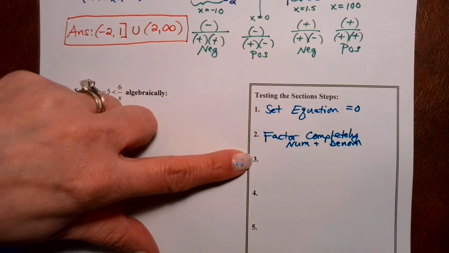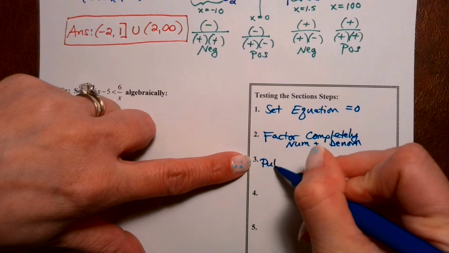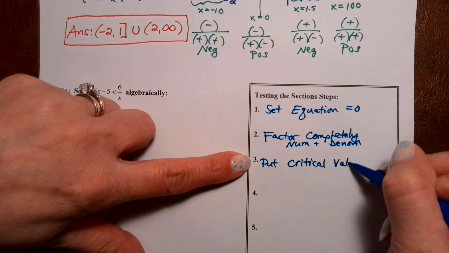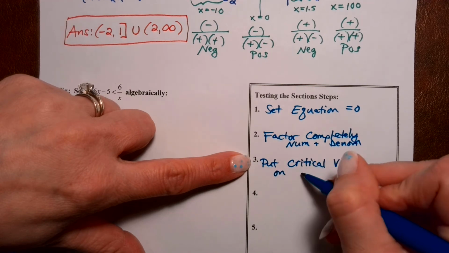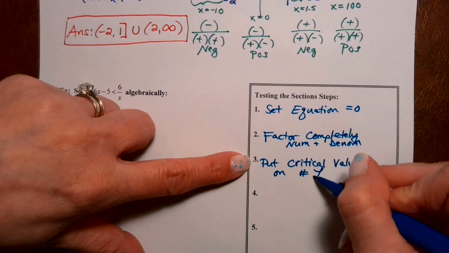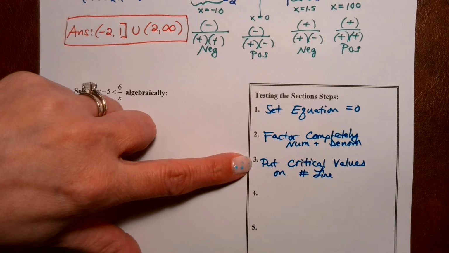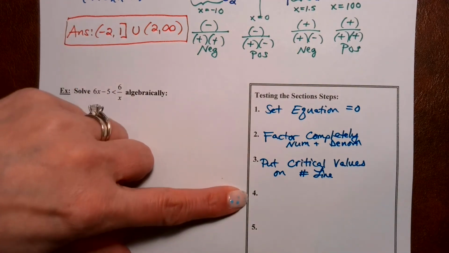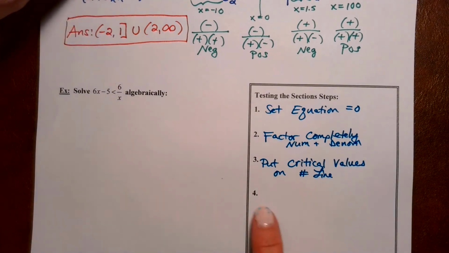Step 3, we're going to put the critical values on the number line. The critical values come from the numerator and the denominator. Anything that might make the function 0 or undefined. Something's happening at that point.